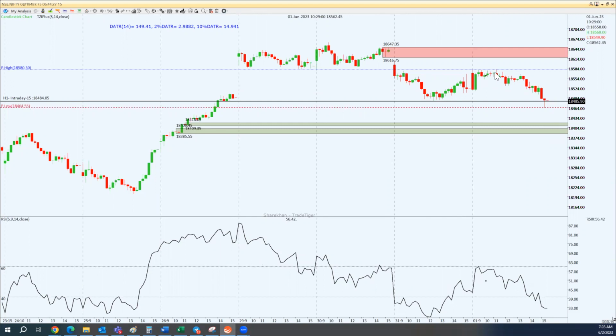It didn't give entry almost until the last candle after 3:15. It just broke this level, and on the closing it again went a little above. So basically Nifty didn't give any proper entry yesterday. So how will we be trading today?